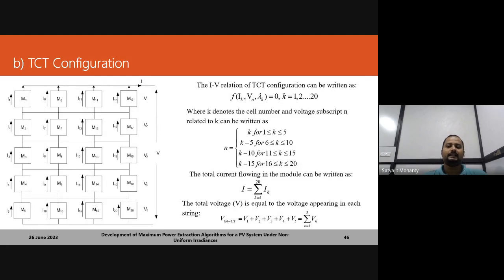Then comes the TCT configuration, known as the total cross tied configuration. The difference you can clearly observe is that the middle part has been connected. M1, M6, M11, M16 are connected. Similarly, M2, M7, M12, M17 are connected. Such a pattern is known as total cross tied. These are the mathematics behind it. These are only the representations of current and voltage. My aim is only to depict the current and voltage here.